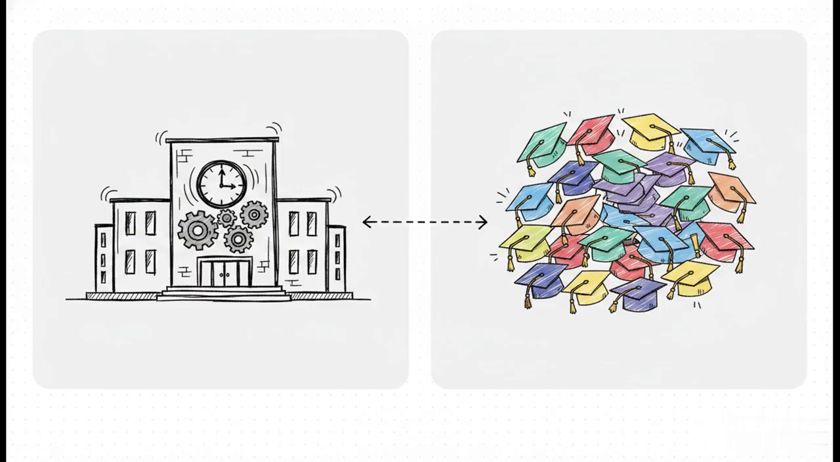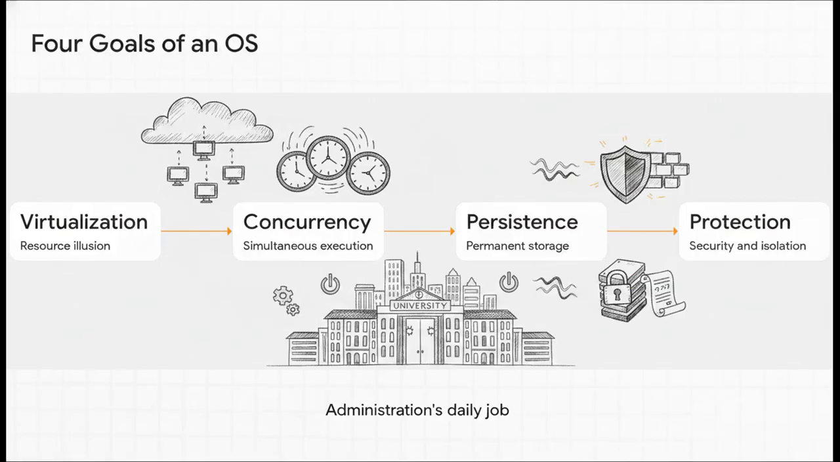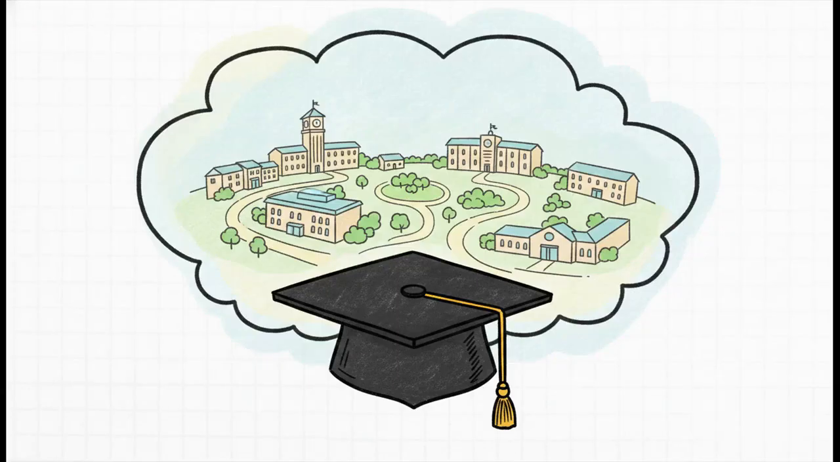And they are all fiercely competing for that very limited classroom time and resources. To keep this whole university from descending into total anarchy, the administration's daily grind boils down to 4 main goals: virtualization, concurrency, persistence, and protection and security. First on the docket is virtualization.